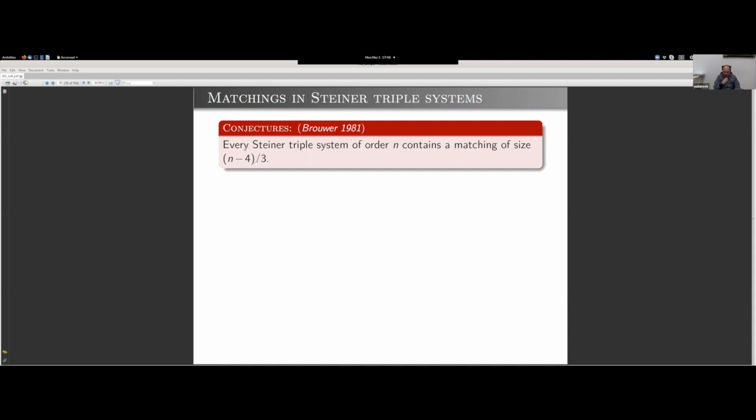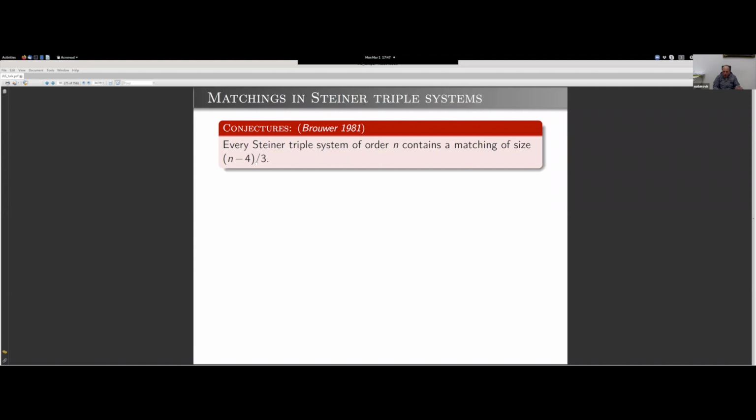In every Steiner triple system. Now, to see the connection, why I mentioned the Ryser conjecture, observe the following: you can think about Latin squares, instead of how I defined them, as 3-partite, 3-uniform hypergraphs. So what you do, you take 3 parts.